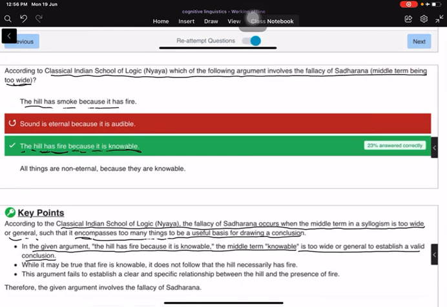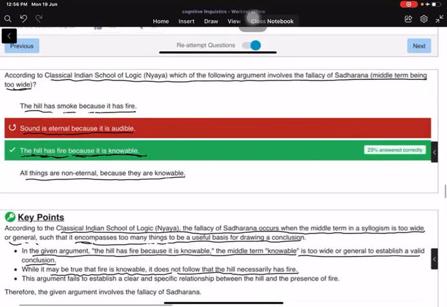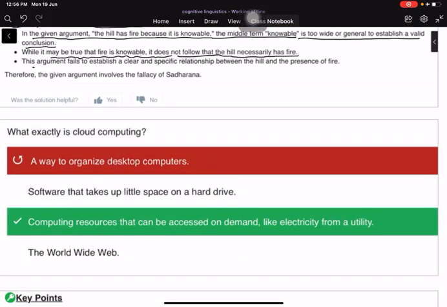The hill has smoke because it has fire. The sound is eternal because it is audible. The hill has fire because it is knowable. All things are non-eternal because they are knowable. While it may be true that fire is knowable, it does not follow that the hill necessarily has fire. This argument fails to establish a clear and specific relationship between the hill and the precise presence of fire.